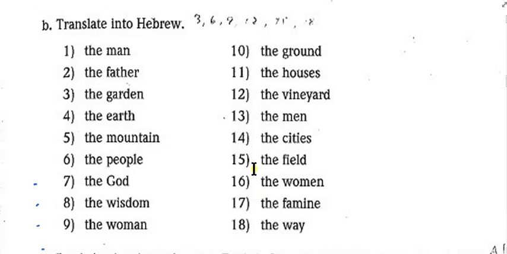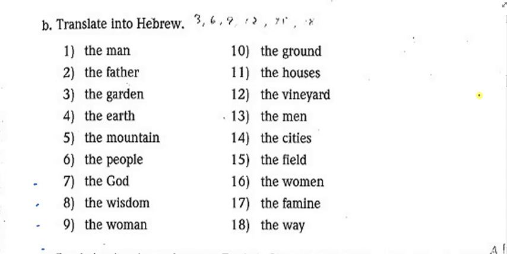In part B, it was translate these English expressions into Hebrew. The basic idea is to find the noun, like the word ish, write down that noun in Hebrew, and then prefix the article hey to it in the appropriate way. Are there any questions about the problems here in 1 through 18? Anything you want me to do with you?